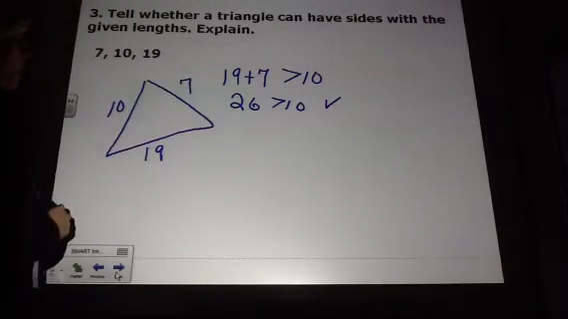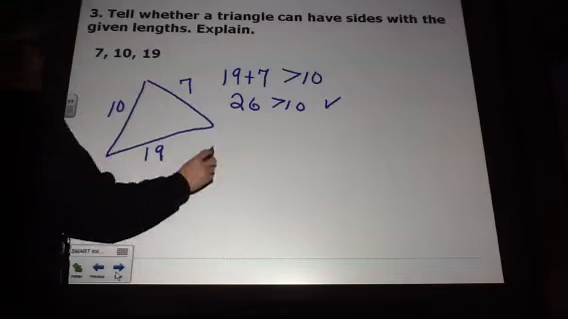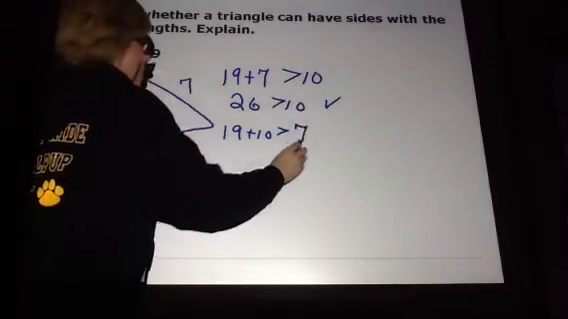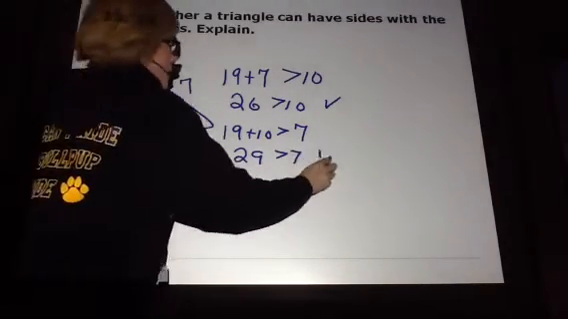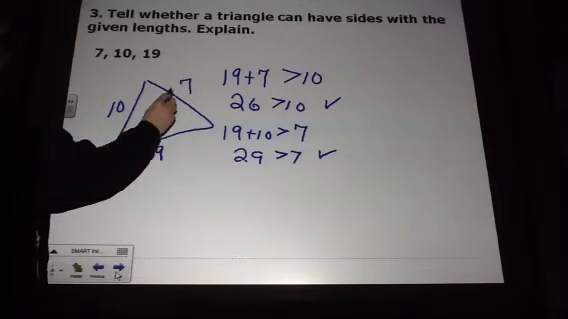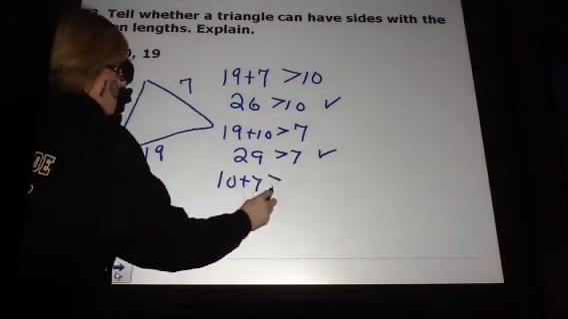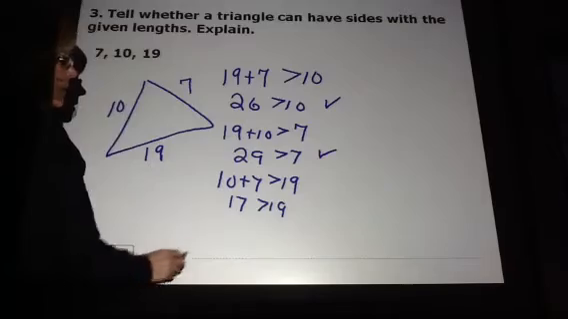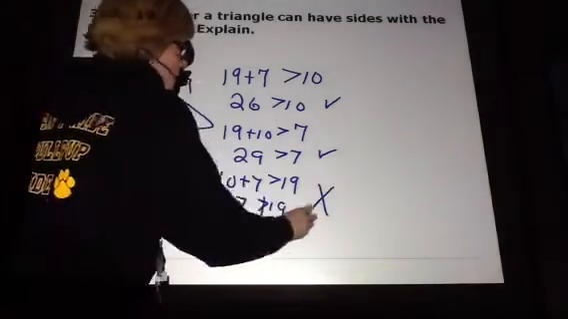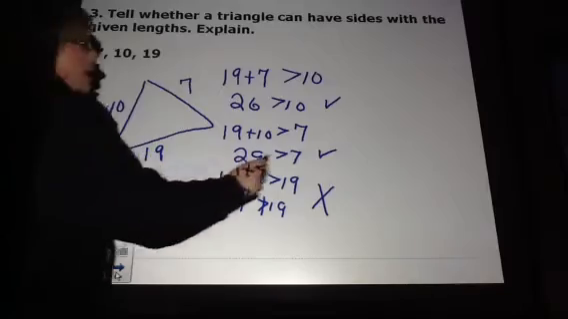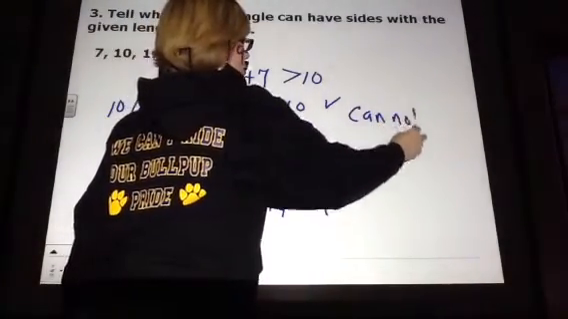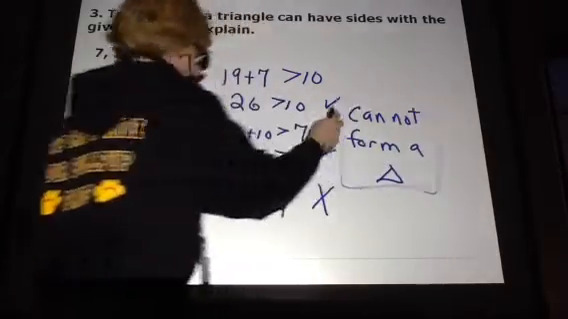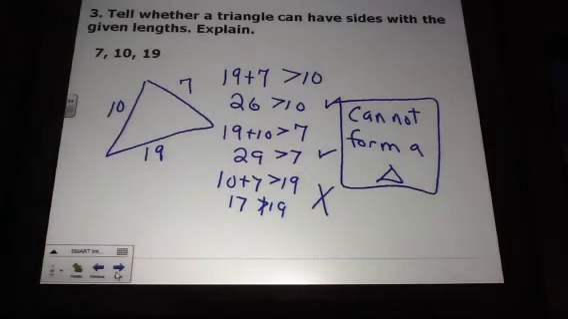Check. Now we have to pick two other segments. So let's take 19 plus 10. These two segments must be greater than 7. Well, 29 is greater than 7. Check. So then we have our last two, 10 and 7. 10 plus 7 is 17. Well, 17 is not greater than 19. So this cannot form a triangle. And here's how you explain it by showing your work.